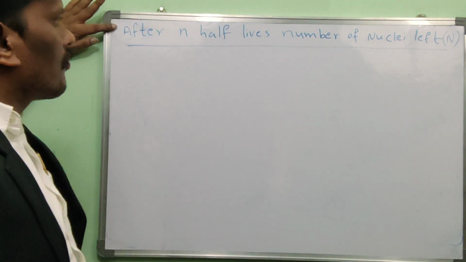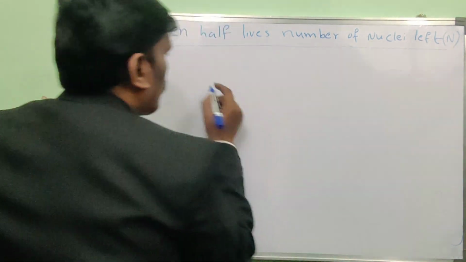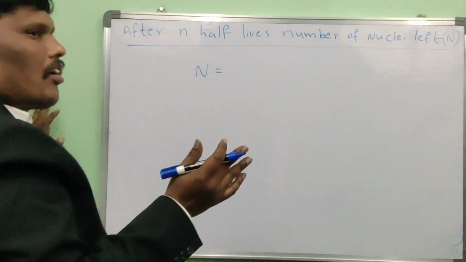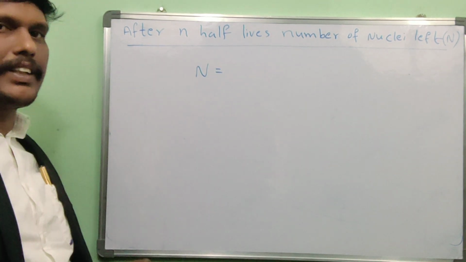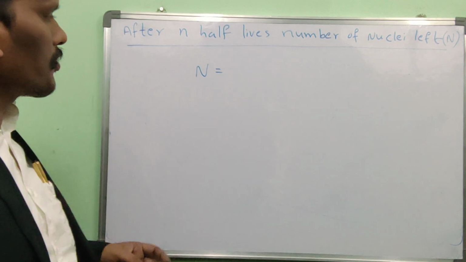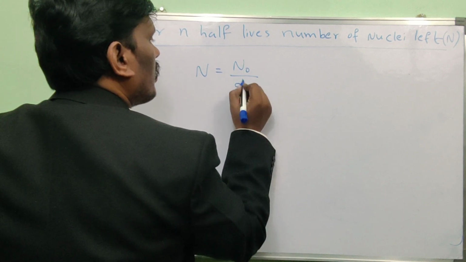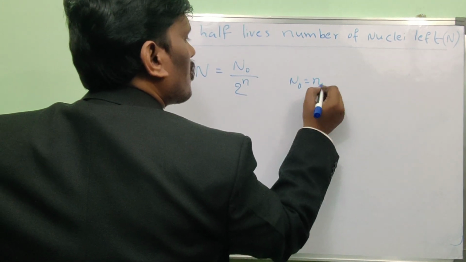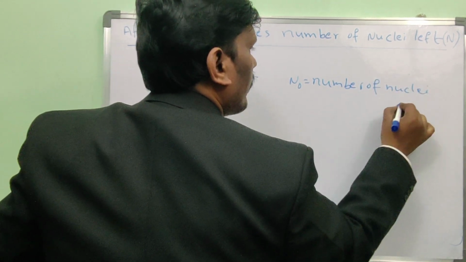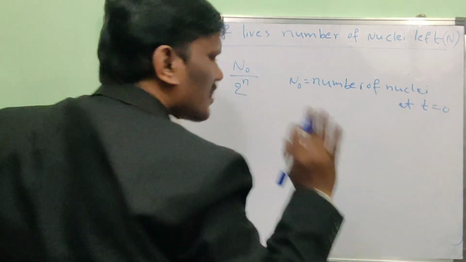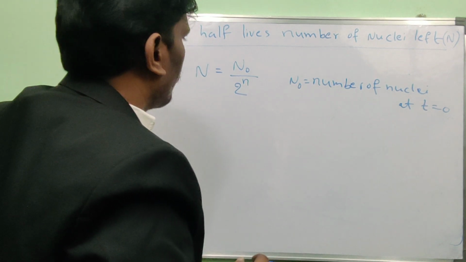Next one, after n half-lives, number of nuclei left, how to calculate? Where capital N is the number of nuclei remaining after n half-lives, which is equal to N0 by 2 power n, where N0 is the number of nuclei at t is equal to 0. At t is equal to 0 means initially how many nuclei are present in the given sample. That is the N0.